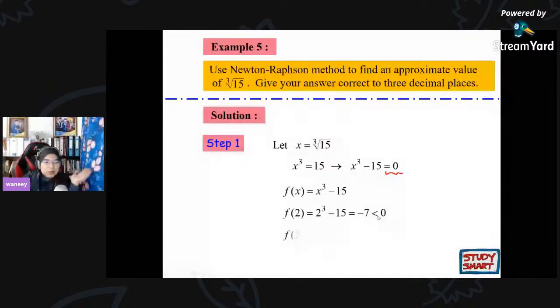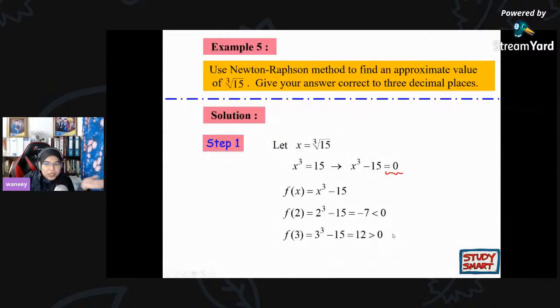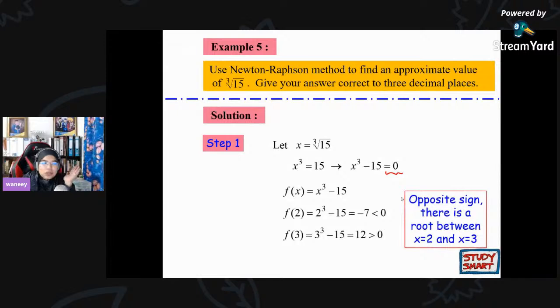Substitute with x equal to 3. So you're going to get something that is greater than 0. So one of them is less than 0, another one is greater than 0. We're going to say that we can see there must be a root between x equal to 2 and x equal to 3. There definitely needs to be a root between x equal to 2 and x equal to 3.